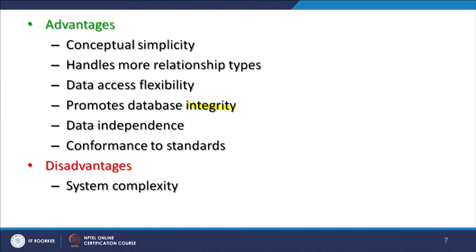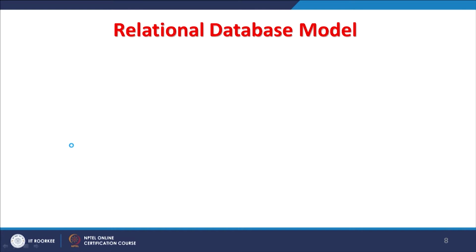Now, the disadvantages are a little fewer as compared to the hierarchical model. One is that system complexity might be there, because you have to maintain the data, and then the connectivity, who would have access to what. So, that will be there. Lack of structural independence is the same disadvantage as in the hierarchical model.